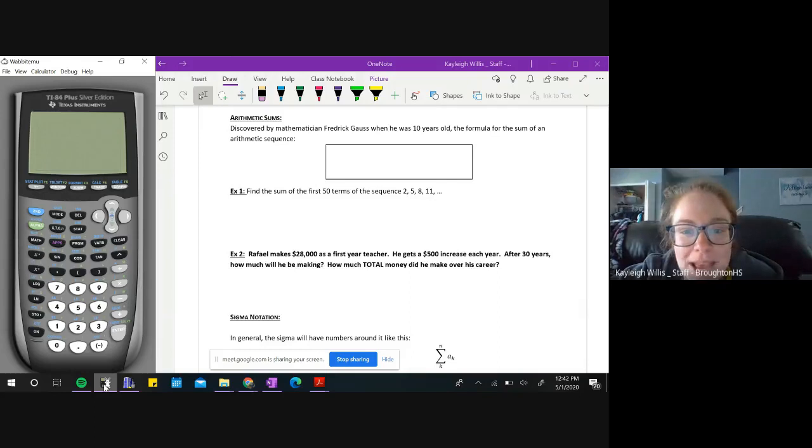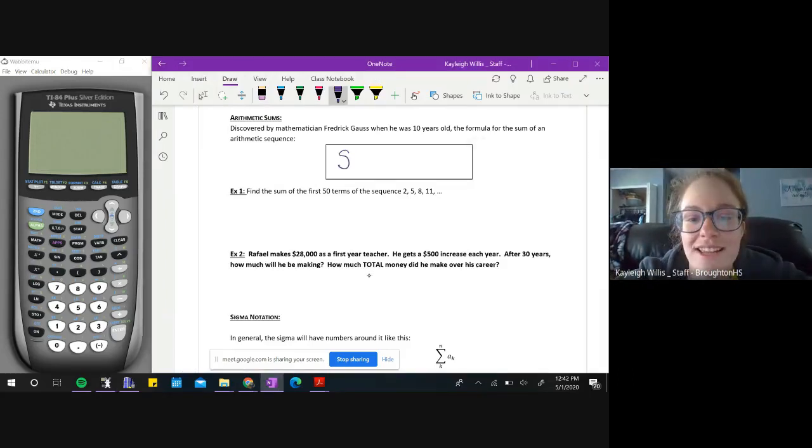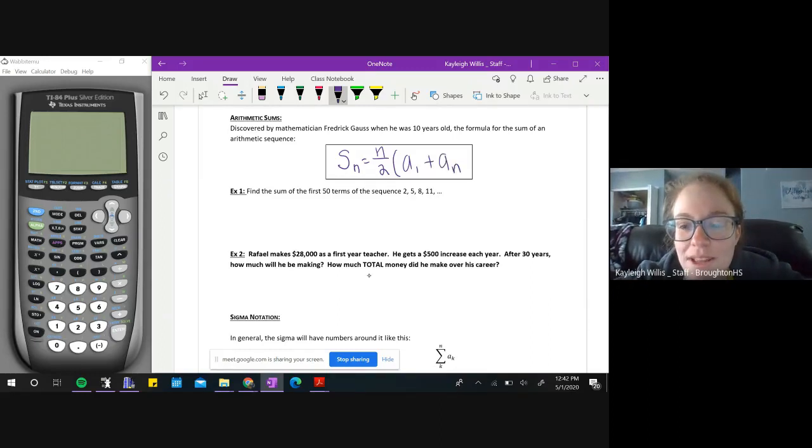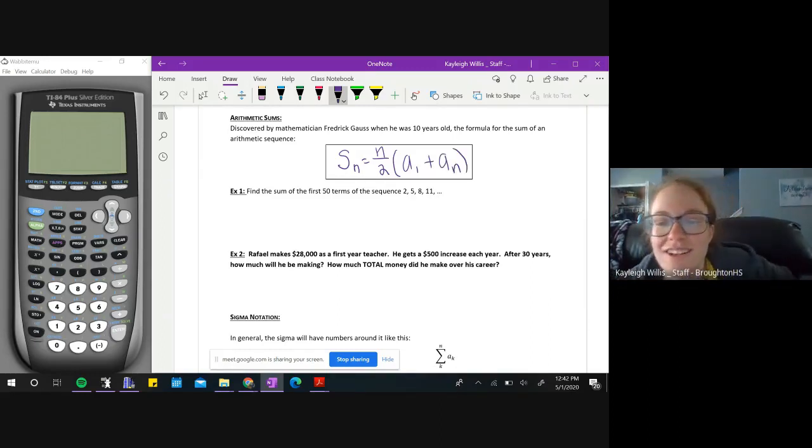It was discovered by the mathematician Frederick Gauss when he was just 10 years old. What are you guys doing in quarantine? Are you discovering a formula? No. The formula for the sum of the arithmetic sequence is this right here. S sub n equals n divided by 2, parentheses a sub 1 plus a sub n. Woo! Okay, that's our sum when we're trying to add everything up like this first one. You don't want to sit there and list all 50 terms and then add it up. That's going to take too long. So this is the sum formula that this kid, Gauss, made.